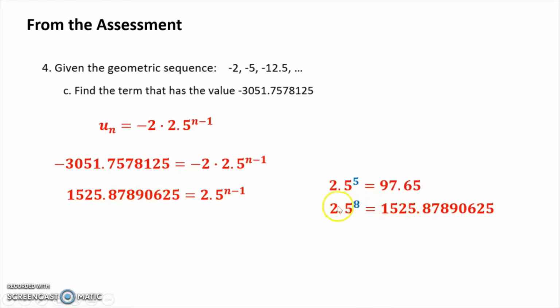So in that case, I know that this exponent must be 8. Now, that doesn't mean n is 8. That just means this exponent is 8. So it means n minus 1, this whole part must be 8. So n minus 1 must be 8. Therefore, add 1 to both sides, n must be 9. So that means term number 9 is the one that will look like this in this sequence. And if you remember, the sequence is multiplied by 2.5 every time. So if you kept multiplying by 2.5, you would get to this number at the 9th term.